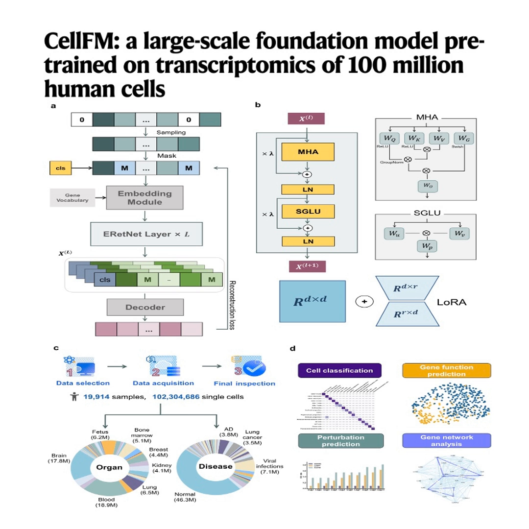CellFM again led the pack, outperforming Ski Foundation by about 2.3%. This shows it's robust, it can handle that experimental variation, and still accurately identify cell types. That robustness is key for practical use.